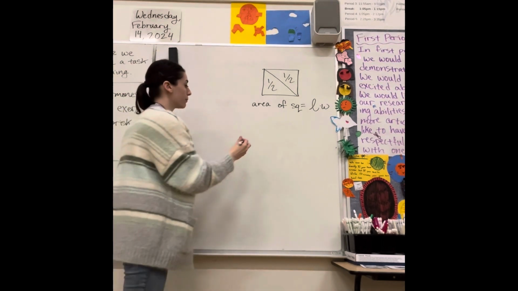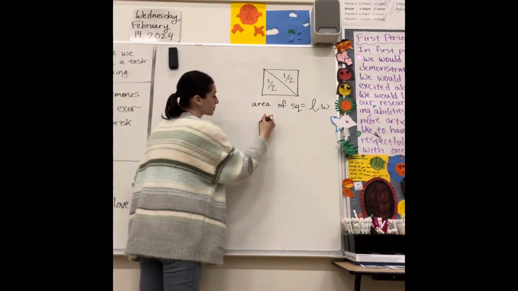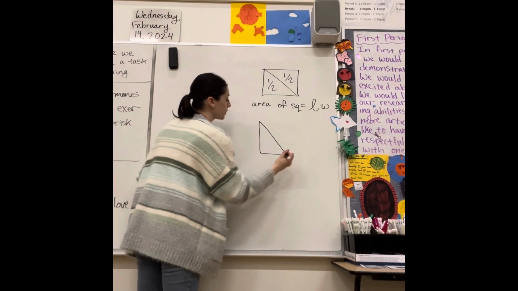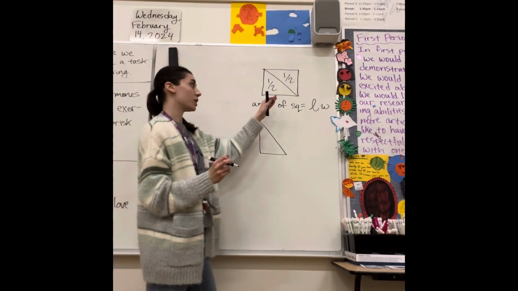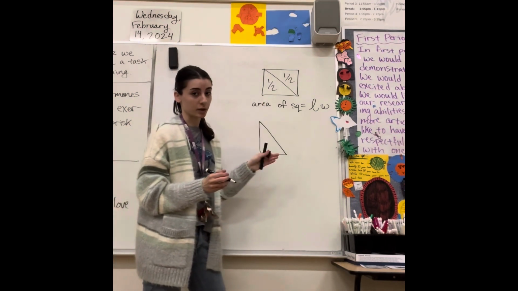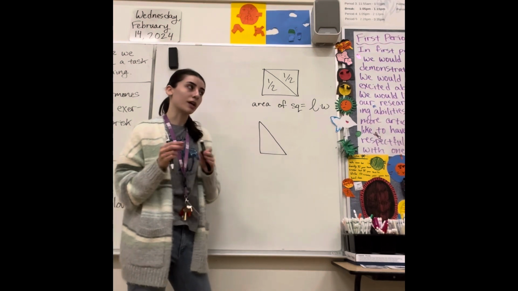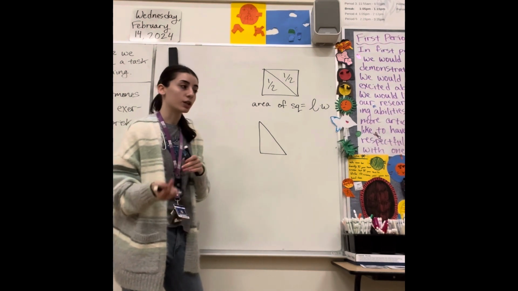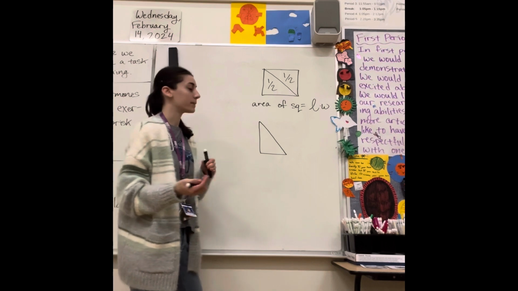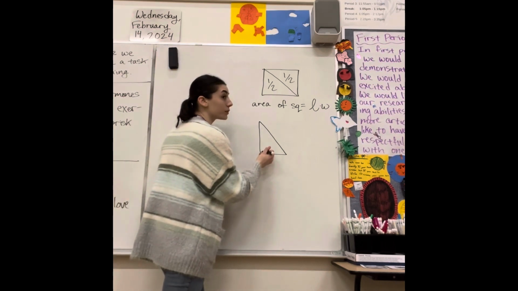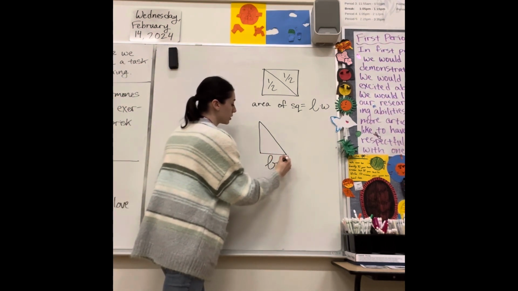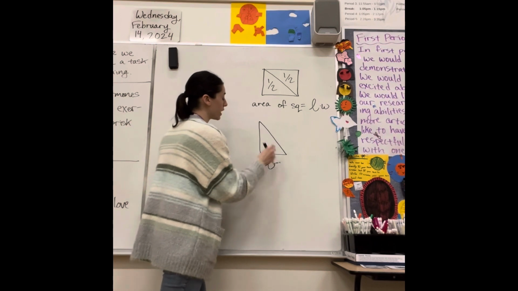So if I have a right triangle, I am going to do the same thing. I want to multiply my length times my width, only this time we're not going to call it length times width. They're called base times height. So in this case, you have your base and you have your height.